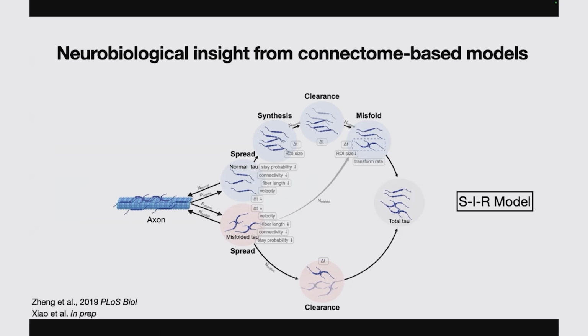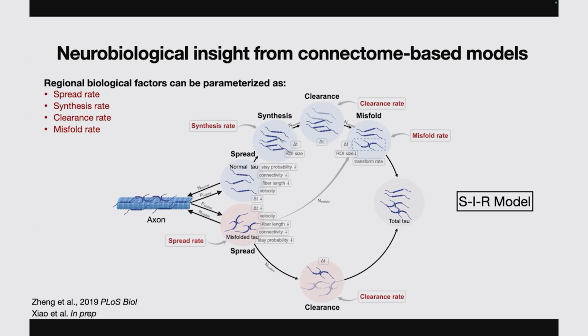But we do not have to assume that these parameters are the same in every brain region. For example, why should we assume that the synthesis rate is the same between two brain regions that we know express different levels of the protein of interest? We shouldn't, and we can actually add a priori regional information like this to this SIR model, allowing it to moderate individual parameters on top of the connectome-based spread. And you can see those individual parameters listed here in red: spread rate, synthesis rate, clearance rate, and misfold rate, all of which can be influenced by a priori biological factors that we can basically put into the model.